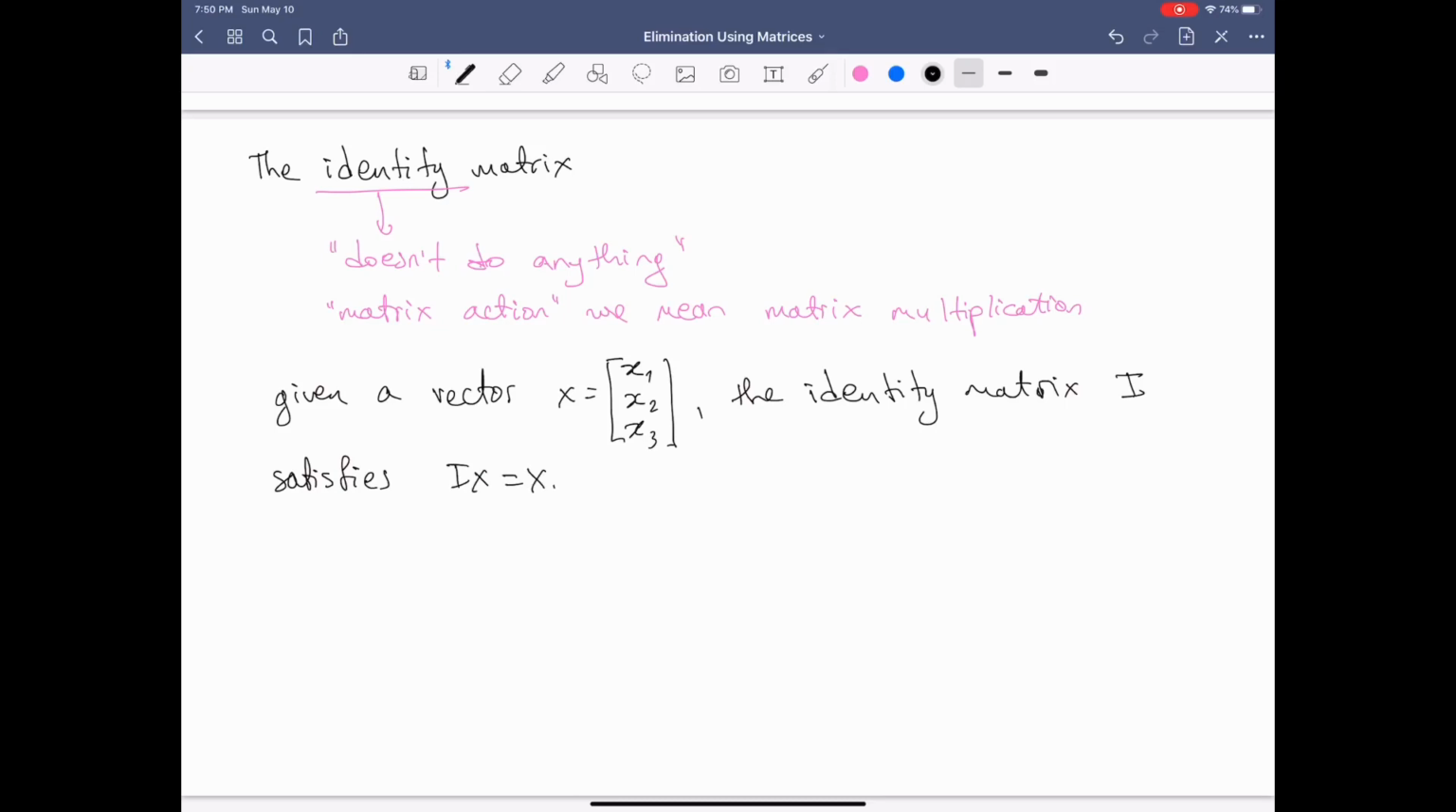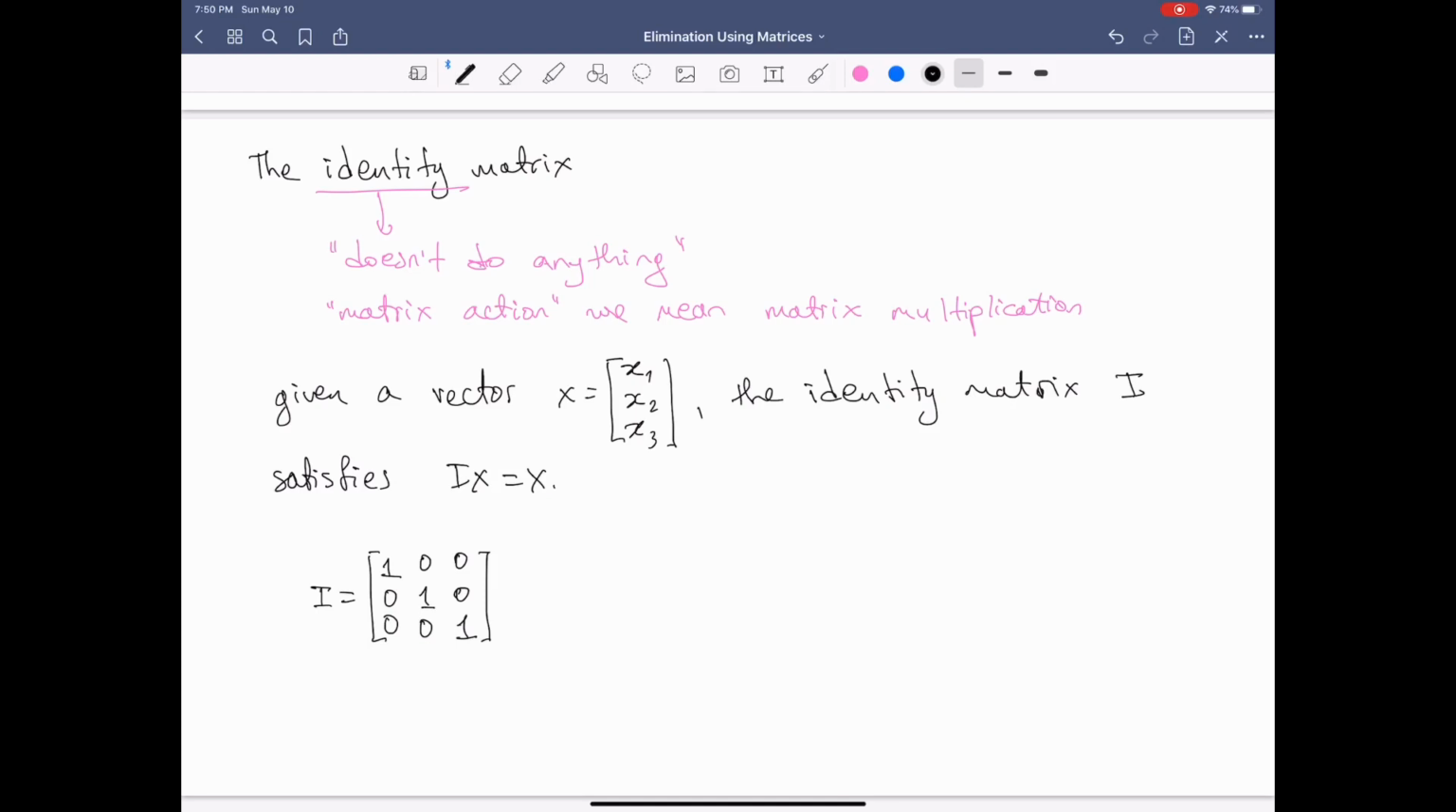Now, I will tell you what this matrix is. So for a vector with 3 components, this identity matrix is always a square matrix, so always 3 by 3 or 2 by 2 or 4 by 4. In this case, I has a very special form. In the first column, it has 1, 0, 0. In the second column, 0, 1, 0. In the third column, 0, 0, 1.